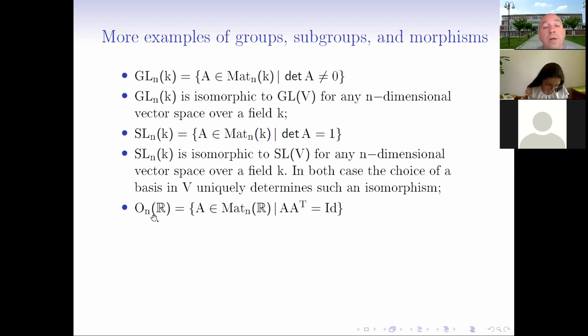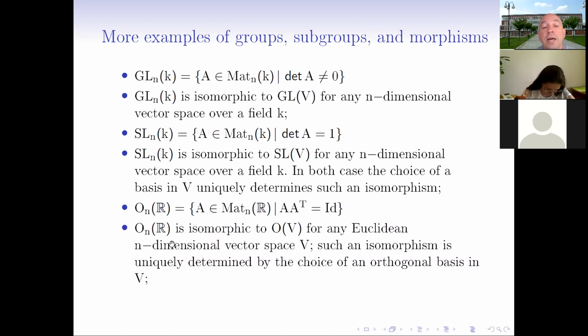The same for O(n,R), or a similar procedure: the group of orthogonal matrices n cross n consists of all matrices n cross n over R such that A composed with A transposed equals the identity. And this O(n,R) is isomorphic to O(V) for any Euclidean n-dimensional vector space, so a vector space with a positive scalar product. And this isomorphism is uniquely determined by the choice of an orthogonal basis in V.